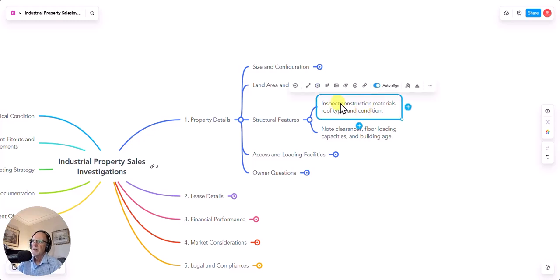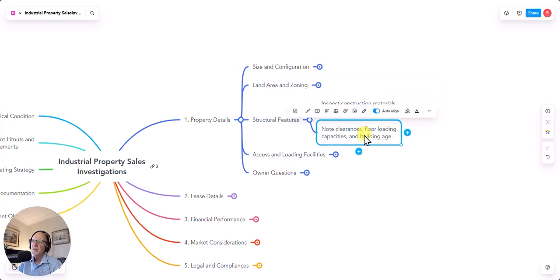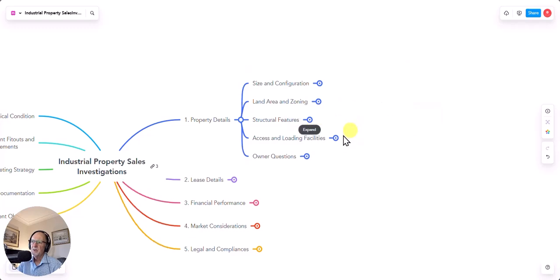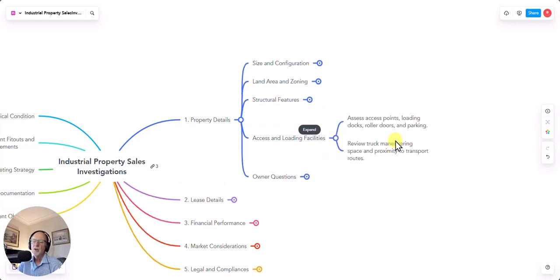So that is inspecting construction materials, roof type, condition, and then noting the clearances, the floor loading capacities, and the building age. Very important questions. You go from there into this particular group, access and loading facilities. If it's an industrial building with a warehouse, then these things will be important. Access points. In other words, where do people get in and out of the property? How do they do it?